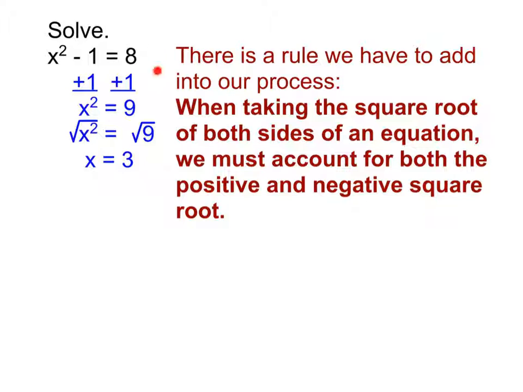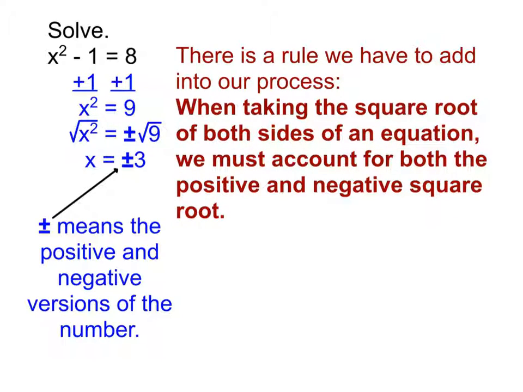When doing the work that we did earlier, there is one additional rule that we have to add into this process. And that is that when taking the square root of both sides of an equation, we must account for both the positive and negative square root. What that means is that we put a plus or minus in front of the square root as soon as we take the square root of both sides of the equation. So go back to your algebra that we wrote down for that first problem and add in that plus or minus in front of it.